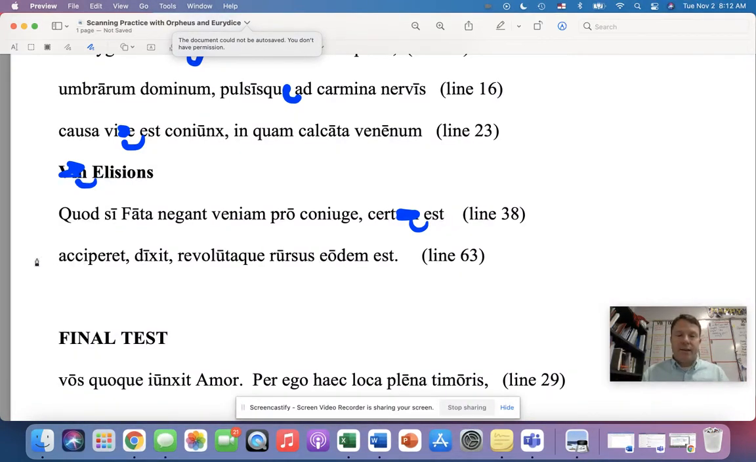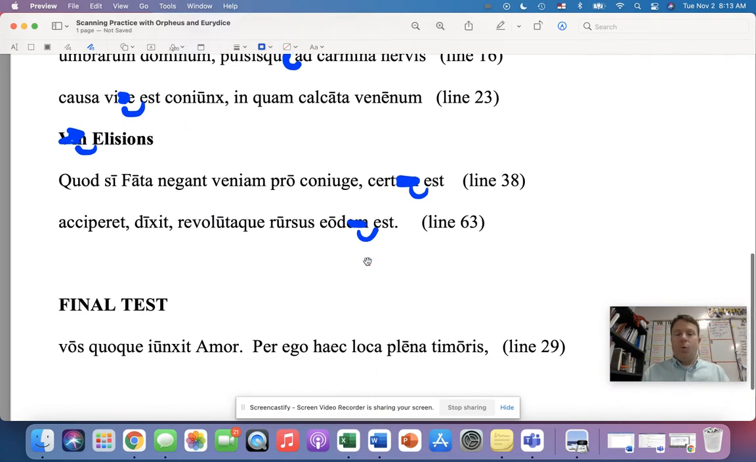Okay, try it again. Try it with this one, and let's see what we can come up with. And look, it's the same thing, actually in the same position. Eodem, and then est. We're going to get rid of that entire EM, and it's aligning into the est. So eodest is how we would mark that.